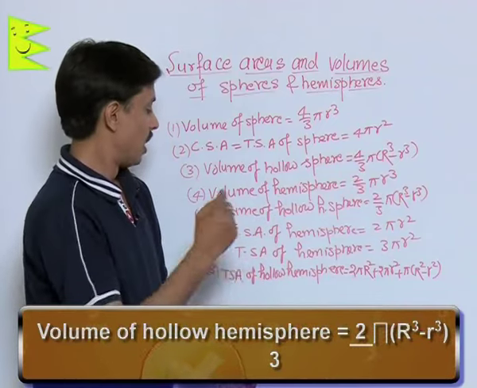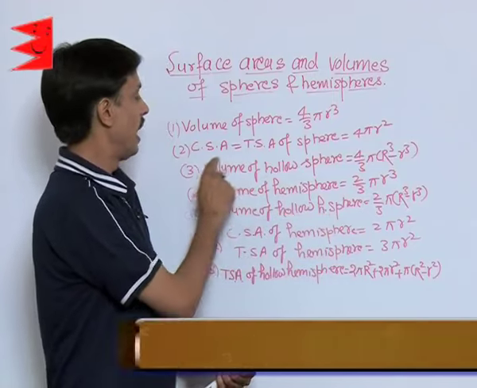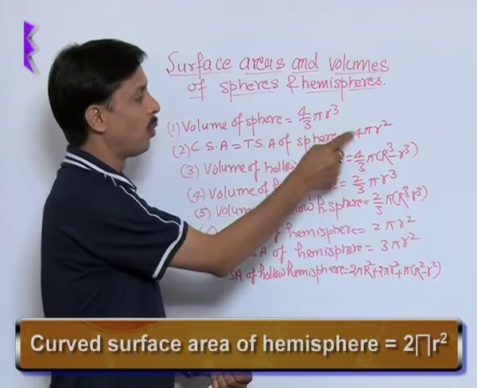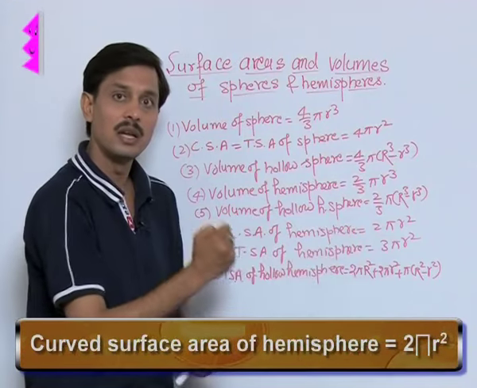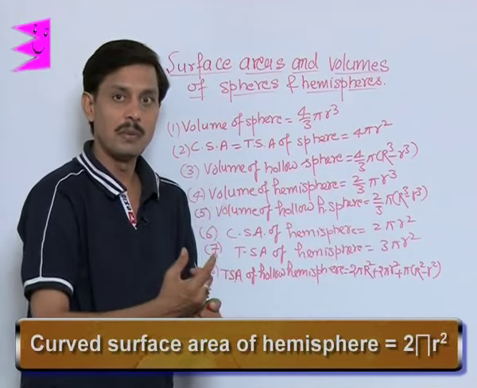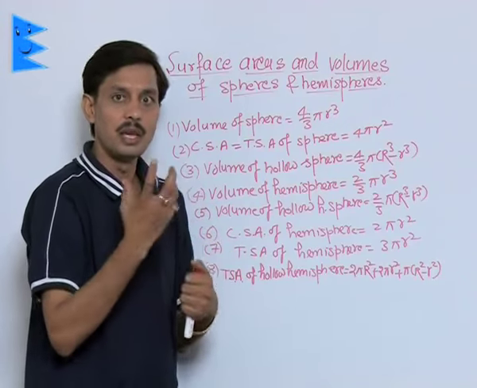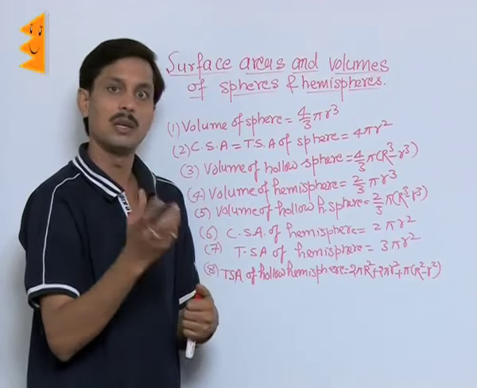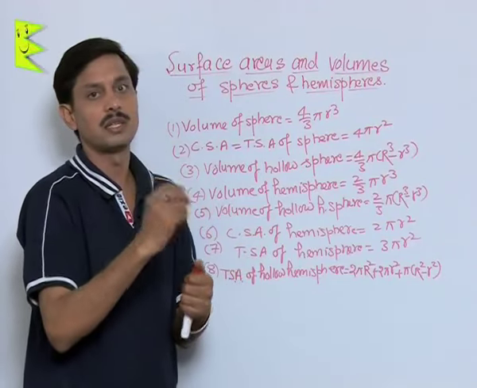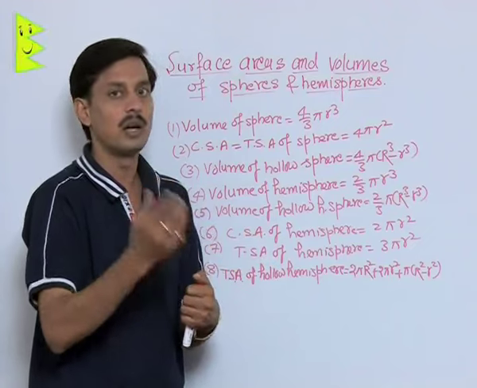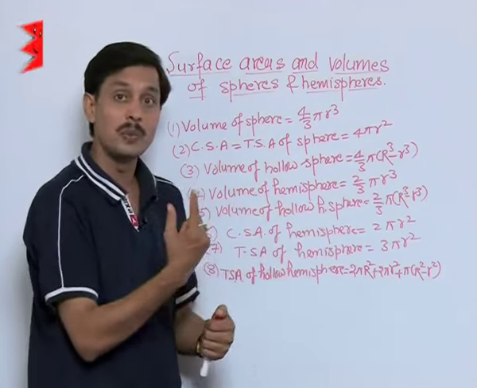Now the curved surface area of a hemisphere: as the CSA of a sphere is 4πr², so the CSA of a hemisphere is 2πr². You can observe when a lemon is cut, the entire lemon shape is what? The shape is a sphere. When you cut it exactly from the center, it gets converted into what? A hemisphere. So the total surface area of a hemisphere is what?